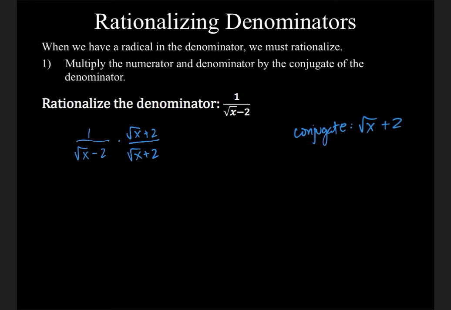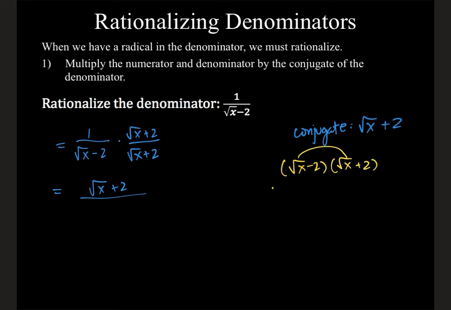And notice that we're going to be doing a lot of FOIL. We're always foiling, right? So you're going to FOIL this. The numerator is just going to stay root x plus 2. The denominator, I'll FOIL that. If you want, I can try to show the foiling on the side over here. I'll put it in yellow. So we have root x minus 2, root x plus 2.